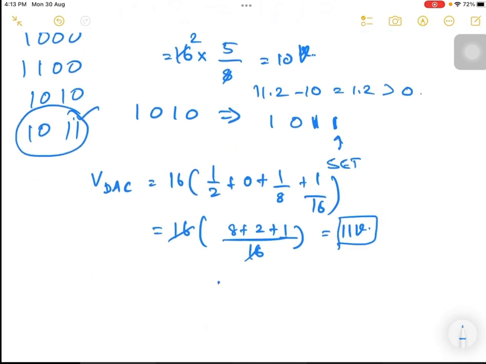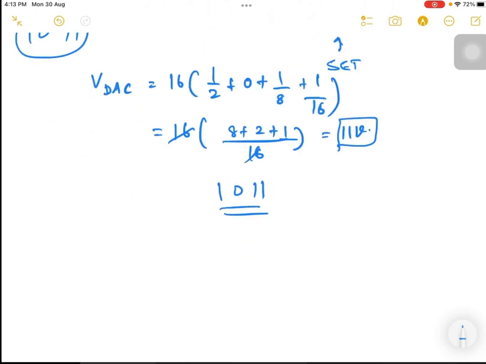What's the bit pattern? 1011. This is the bit pattern. Okay, so that means the input voltage we have given is 11.2 volt, and the equivalent digital value is 1011. But when we compute the reference voltage, the value here is 11 volt. So we are not getting 11.2, but we are getting 11 volts because of the 4-bit ADC. Because the ADC is 4-bit only, you can only process a value of 11 volt. If you want to be closer to 11.2, then you have to go for an 8-bit A2D converter.